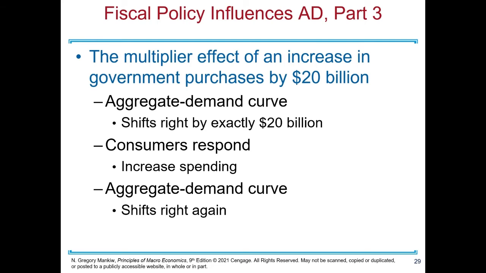Boeing is going to hire more workers and they're going to increase production. So even though the government just spent $20 billion, which directly increased the aggregate demand by $20 billion, there's actually going to be multiple effects. After the $20 billion increase in spending, when the company hires more workers and increases production, those workers are going to have more money and they're going to increase the AD. So your first instinct may be to say, oh, it just shifts the AD 20 billion, but it's going to be a little bit more complicated than that.